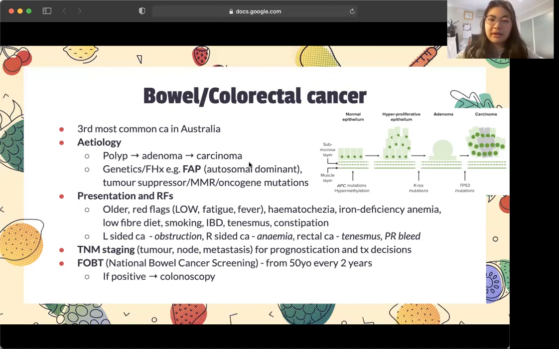Genetics, you would have learned about familial adenomatous polyposis, which is an autosomal dominant condition, which can really, really predispose an individual to getting colorectal cancer. I think it's got like 100% penetrance. So be aware of that. And a number of different mutations can also occur, just like any cancer. When you are taking a history, you want to be aware of all of those red flag symptoms.